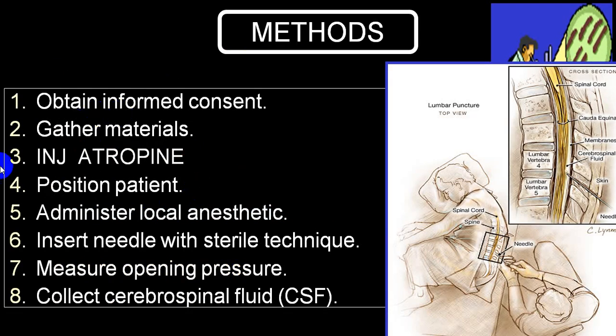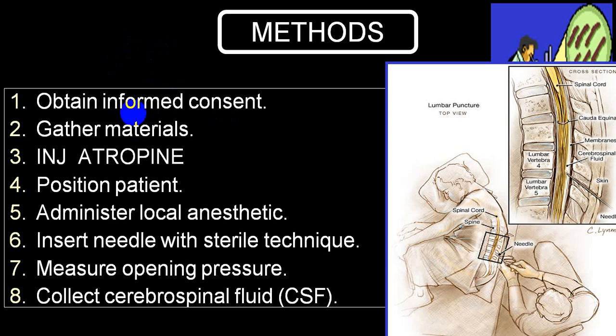In methods, I am first mentioning the headings and then I will show you some slides. Obtain the informed consent, meaning you have to explain to the person what you are going to do, for what purpose you are doing it, and what benefit the person will get, and obtain the consent of the patient and relative. And if the patient is unconscious, then the relatives.